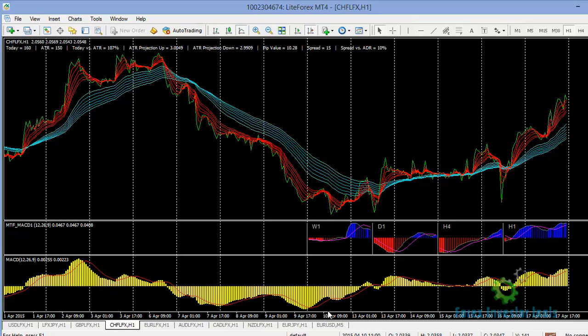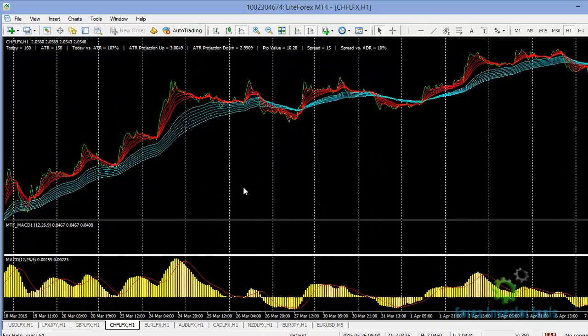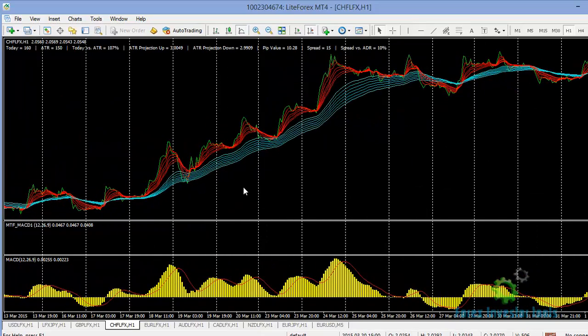Now, when I talk about a pullback in MACD, this is something where I cannot give you a rule, like a 1 2 3 rule that you follow, and if this happens is when you trade. It's just something that you will learn over a period of time, as and when you keep looking at MACD and price action, you will understand which pullbacks are good and which are not good.